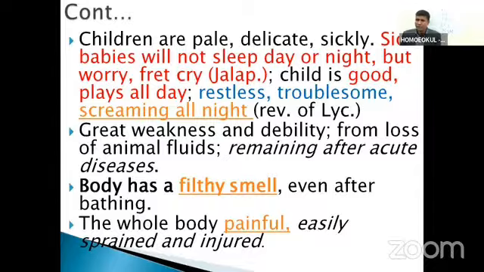Whole body ache. Got it? Okay. So in this reference, Petroleum, Carbo animalis, all are important medicines. Mac carb, a similar line you also get in Medorrhinum. Okay. Next one.